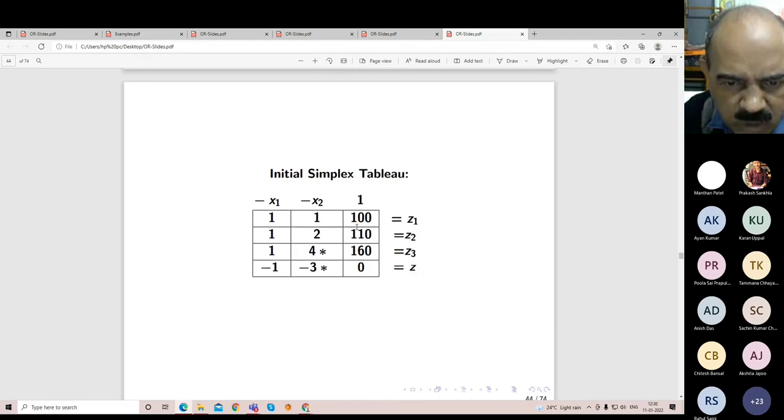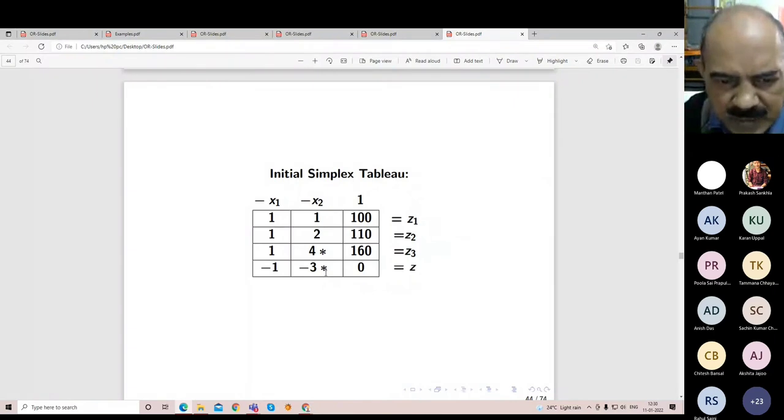So we have got the ratios with respect to the first element: 100 by 1 is 100, 110 by 2 is 55, 160 by 4 is 40. The minimum ratio is 40, and this 40 we are getting with respect to this element 4. There is a star mark.